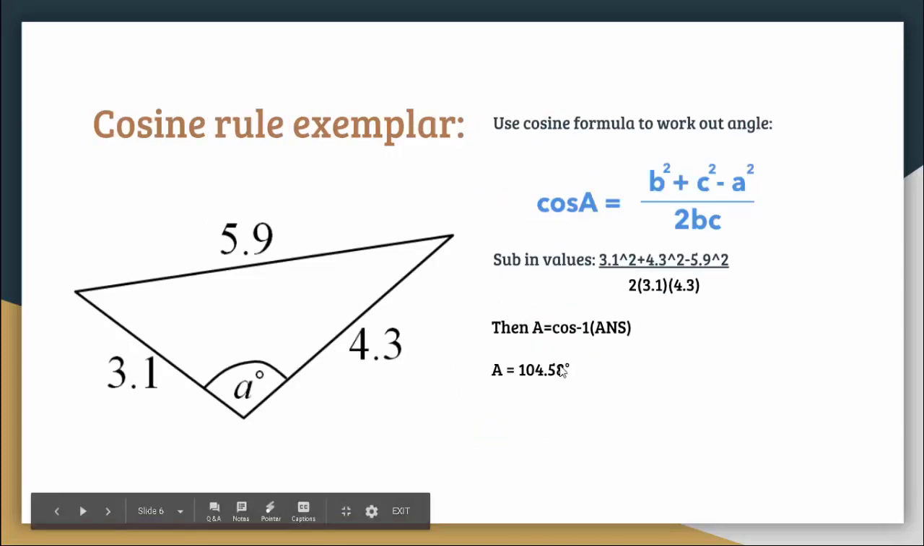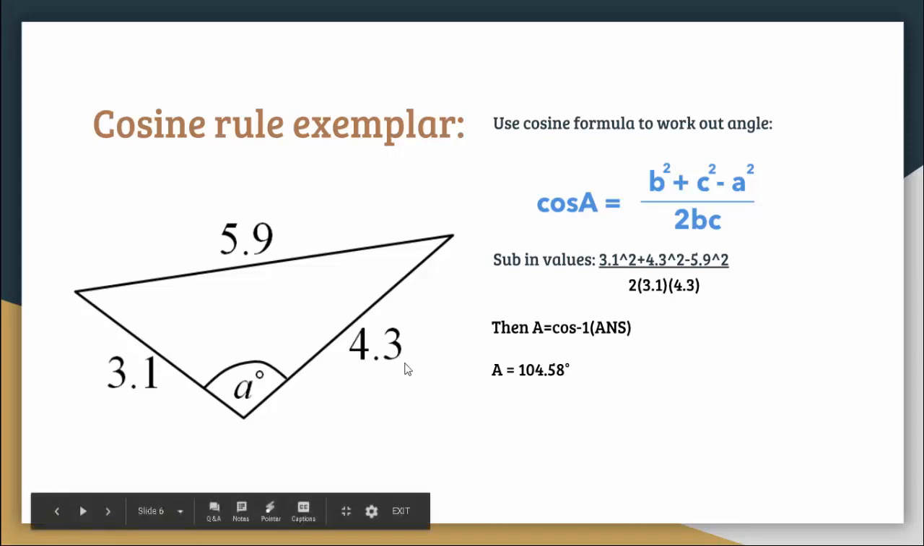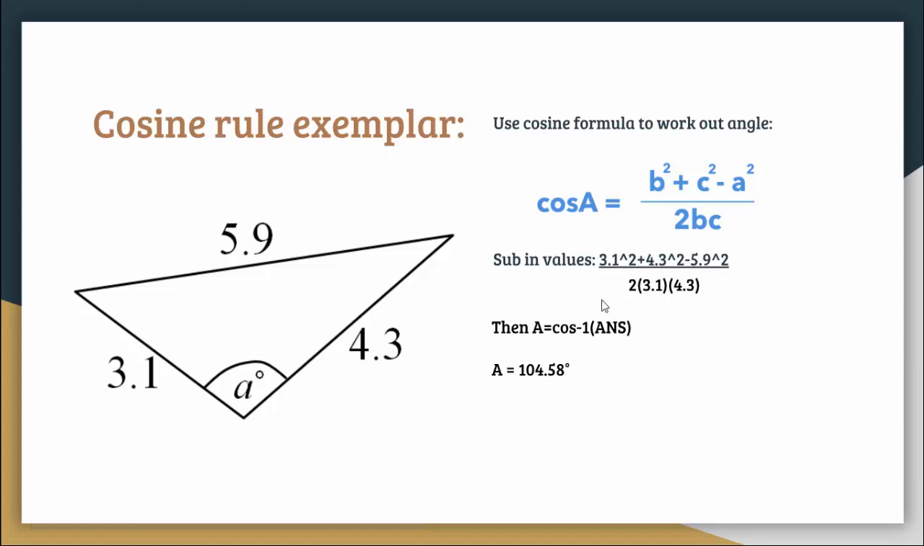So here's a cosine rule example. Here we have another example to work out the angle. We use this formula: cos A equals b squared plus c squared minus a squared over 2bc. Now we substitute in the values: 3.1 will be our b, 4.3 will be our c, and 5.9 is our a, because remember it's opposite the angle, which is A. Then whatever this is, we use the inverse of cos to get A by itself, because you know it's cos A, and we should get 104.58 degrees, which looks about right. It looks more than 90 degrees, but not exactly 90 degrees, so that looks about right.